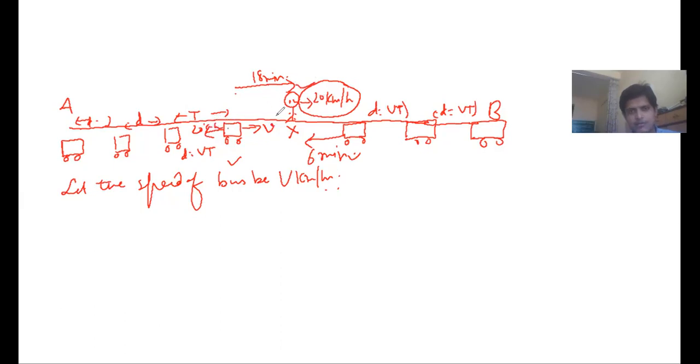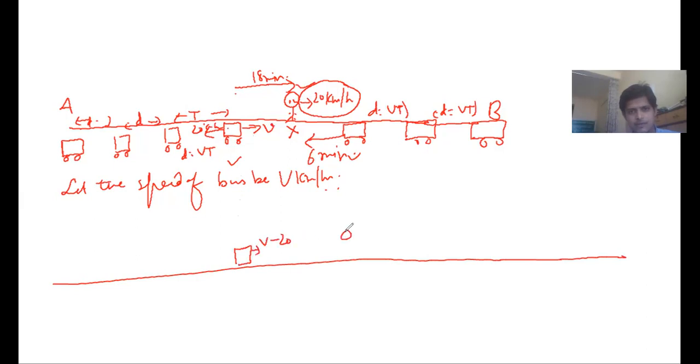Now with respect to this observer, who is now at rest, this bus is moving with v minus 20. We are doing this problem in the frame of this observer. For the bus in the other direction, the bus has speed v, and earlier he is going by 20 kilometers per hour, so we need to add this in the opposite direction. So it will be v plus 20 with respect to this observer.